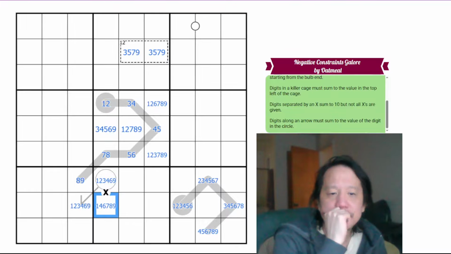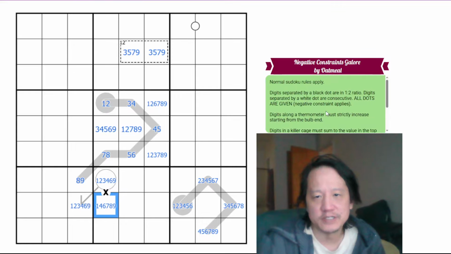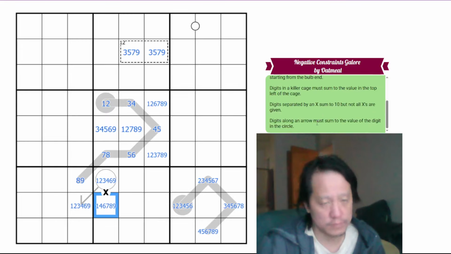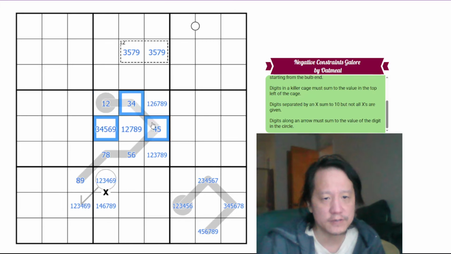What does that mean? I'm not quite certain. I just started this because this was interesting to me, but 3 we know has to be one of these 3 cells. 4 has to be one of these 3 cells. 5 is one of these 3 cells, and 6 is one of these 3 cells.